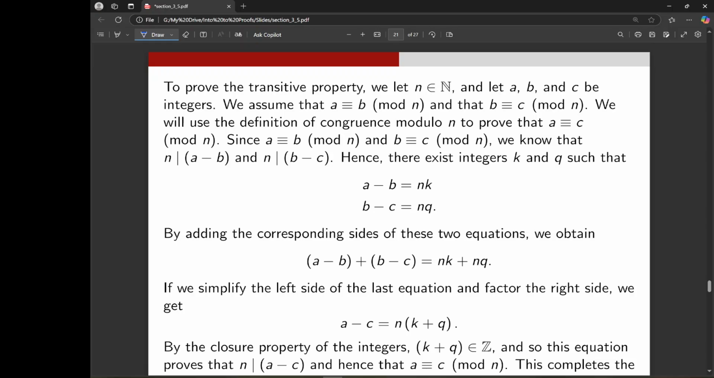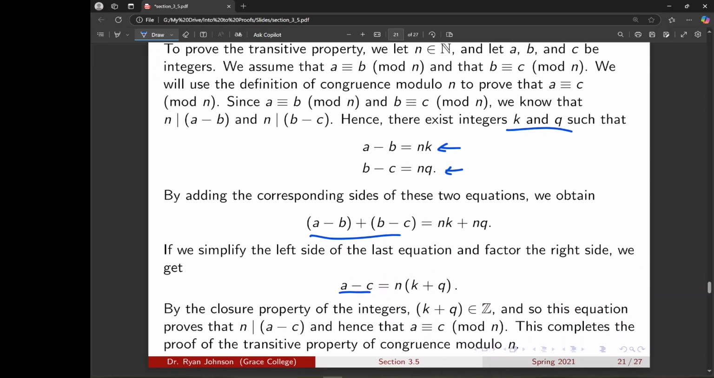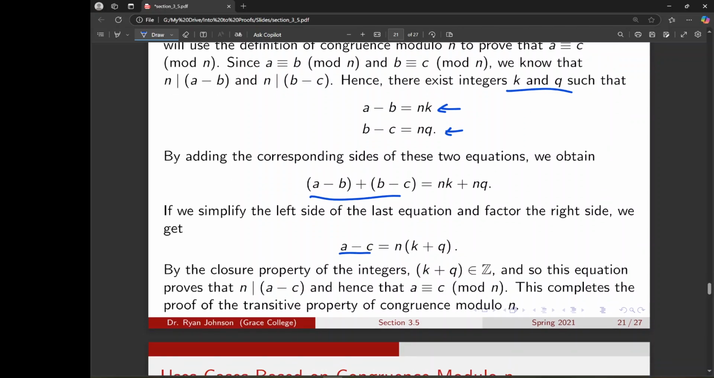Since a is congruent to b mod n and b is congruent to c mod n, now we've got to unpack those. We know that n divides a minus b and n divides b minus c. Hence there exist integers q and k such that this is true and this is true. Then we can add both equations together, and then simplify. k plus q is an integer, so n divides a minus c, so a is congruent to c. This completes the proof. Okay, so we finished that proof.